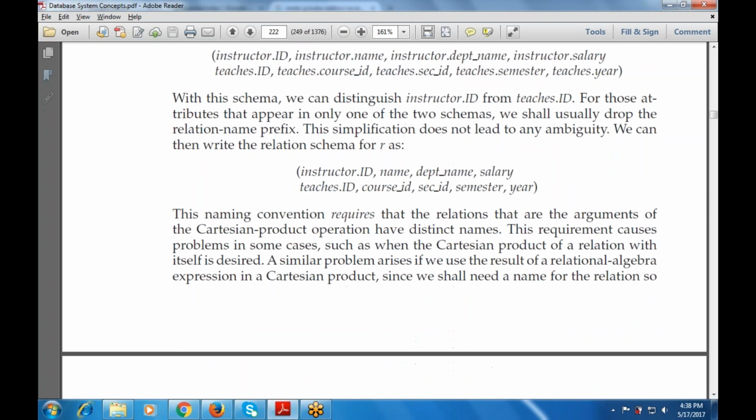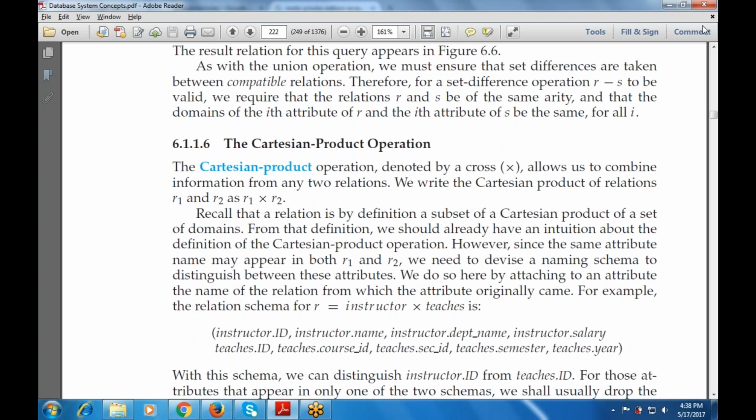Now let's start with the Cartesian product operation, denoted by the cross, which allows us to combine the information from any two relations. We write the Cartesian product of relations as R1 × R2. Recall that a relation is by definition a subset of a Cartesian product of a set of domains. From that definition, we should already have an intuition about the Cartesian product operation.